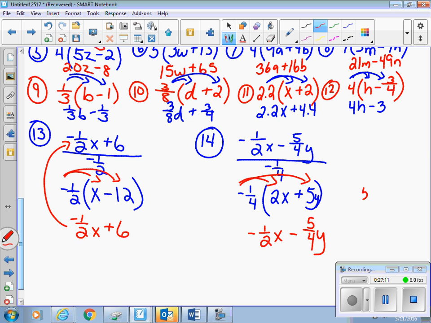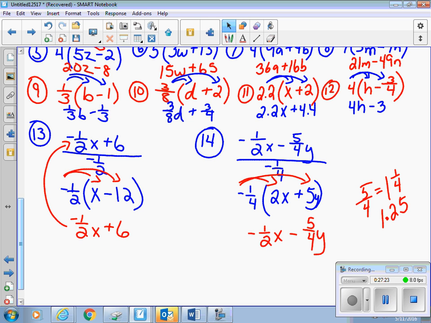And remember, 5/4 is equivalent to 1 1/4, or 1 25/100, if those were the numbers that you got in your calculator. They are equivalent, so the answer is still correct.